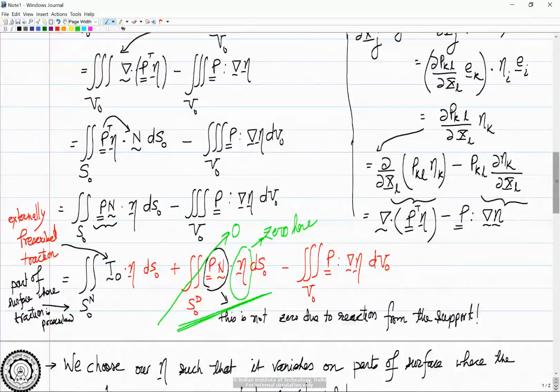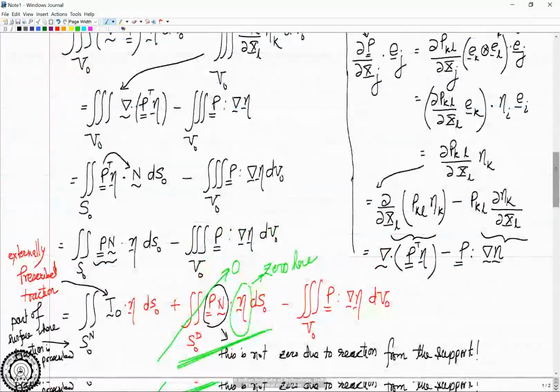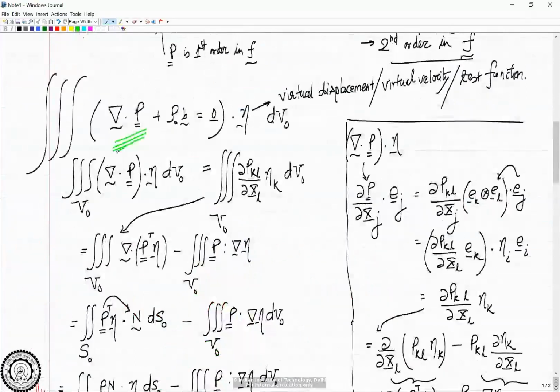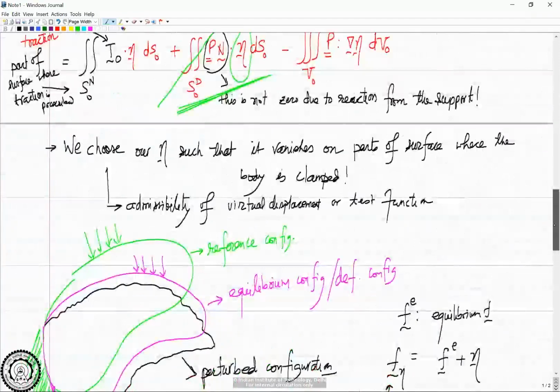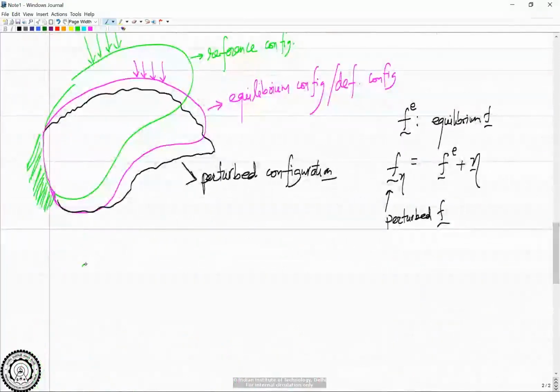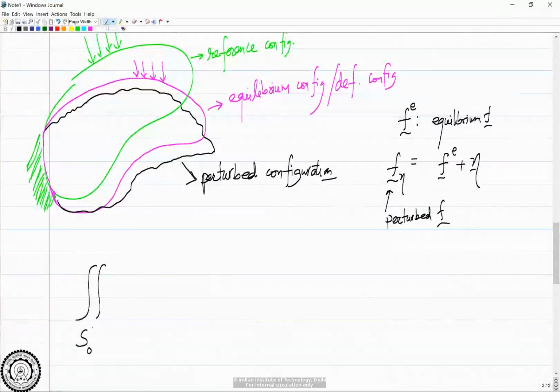So now let me write down the whole thing. Remember, this was just this part of the equation, and you have other parts also. So when you write down the whole thing together, you get the integration over the Neumann surface of big T naught dot with eta ds naught.